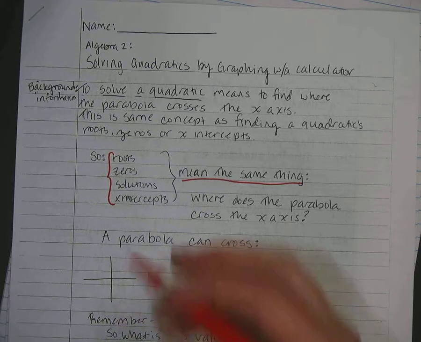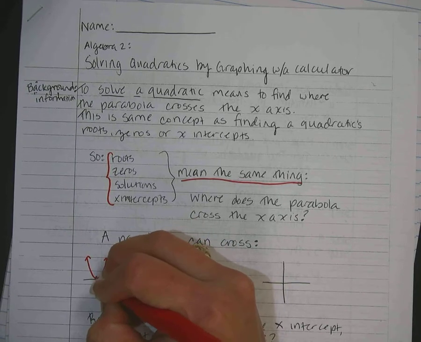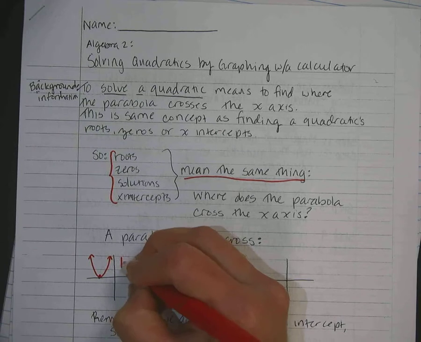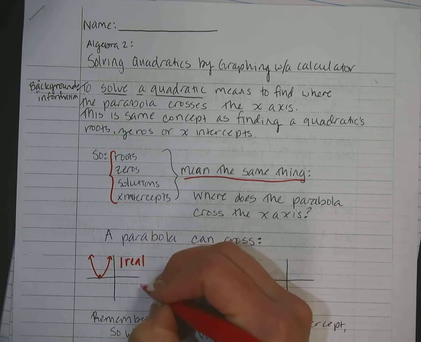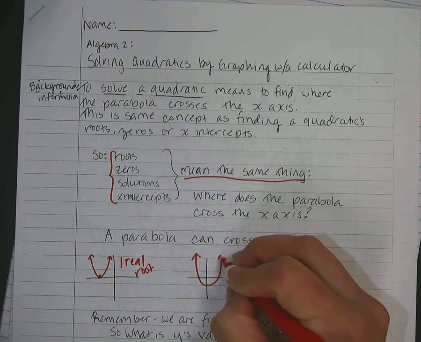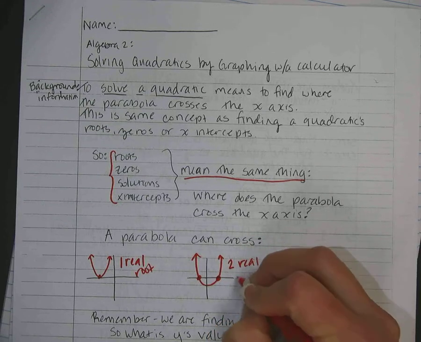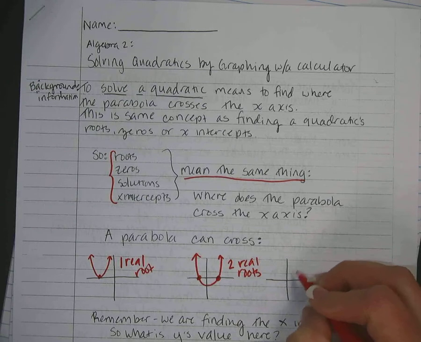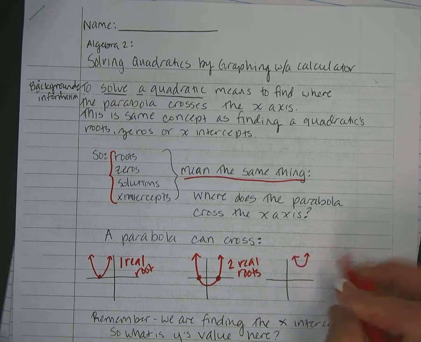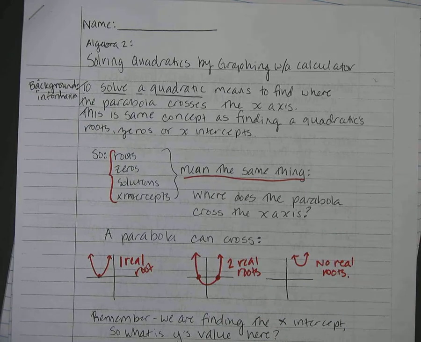So a parabola can cross once, right here, and that would have one real root. It could cross twice, and that would have two real roots. Or it could cross 0 times, and this would be no real roots. It actually crosses at 2 imaginary roots, but we'll get into a little more of that later.